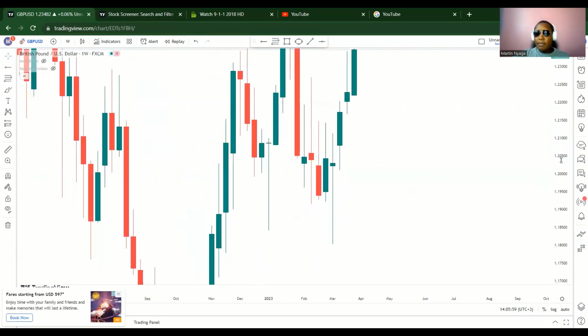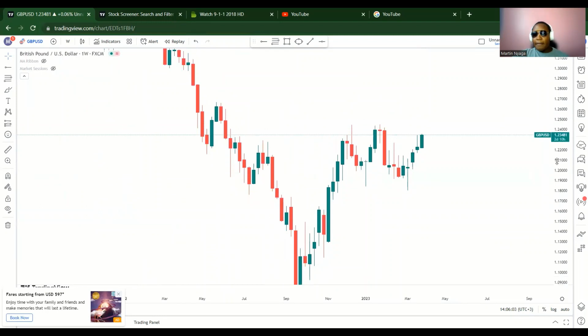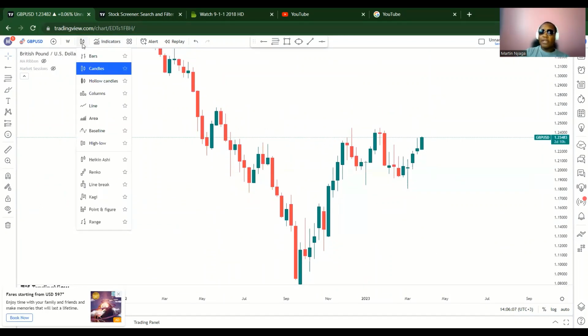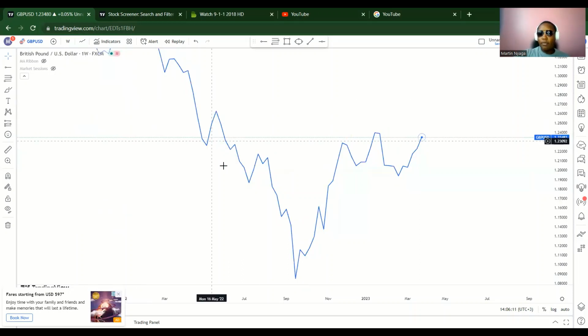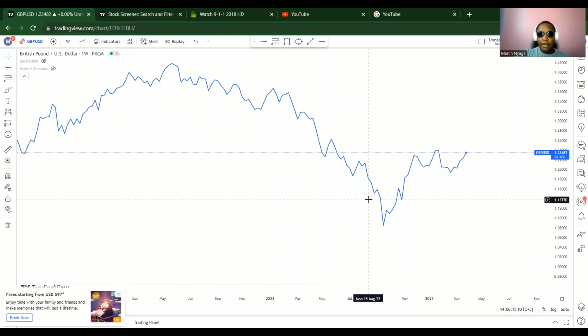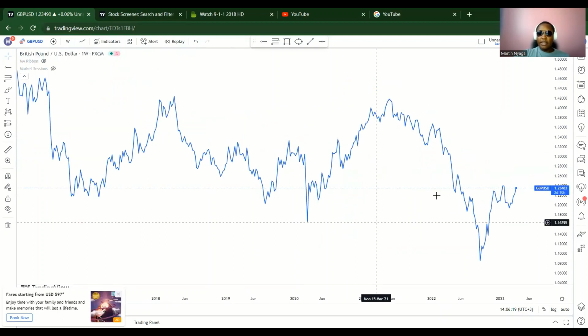The first step when plotting my psychological levels, or my support and resistance levels, is to come here and change my chart into a line chart. From here, I'll be able to get a clear view of what has been happening in the market for years and years. The first thing you should note is that recent price is everything.